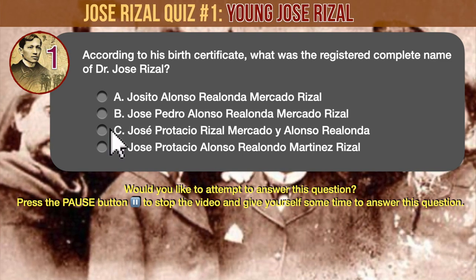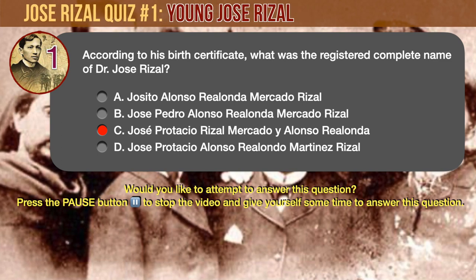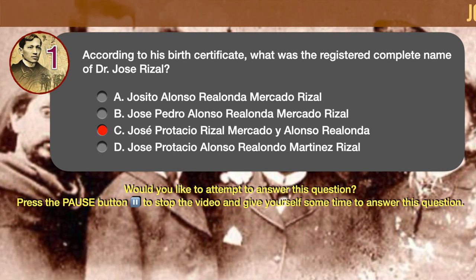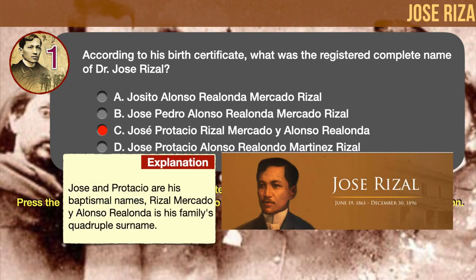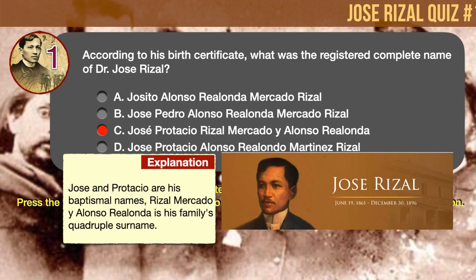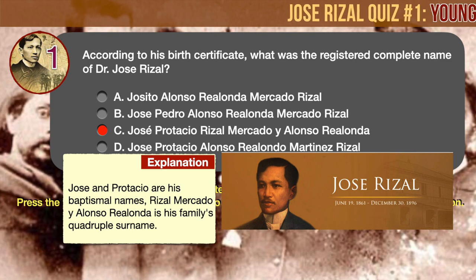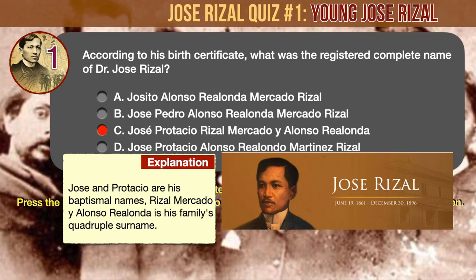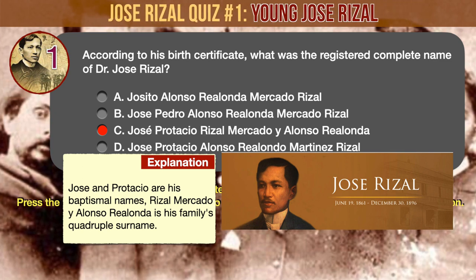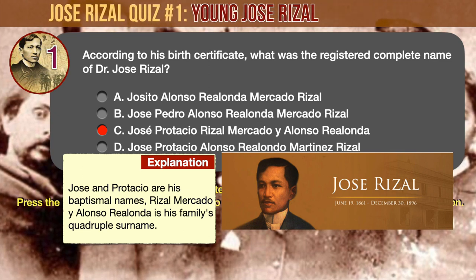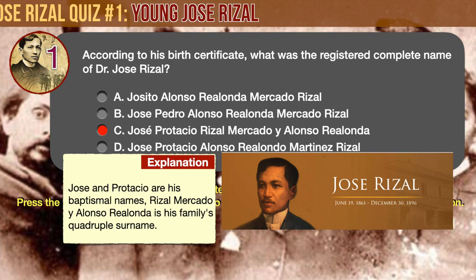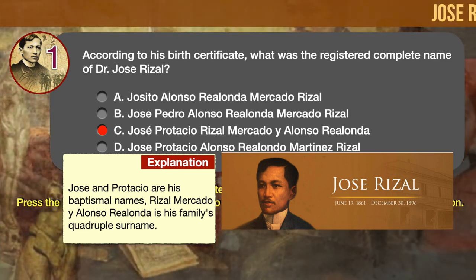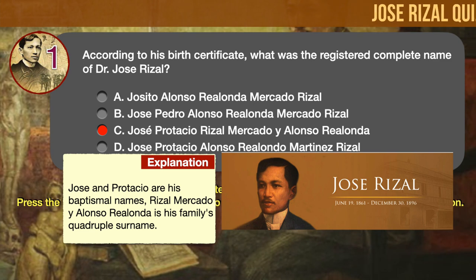The correct answer is C. Dr. Jose Rizal's complete name was Jose Protasio Rizal Mercado y Alonso Rayalonda. Jose and Protasio are his baptismal names. Rizal Mercado y Alonso Rayalonda is his family's quadruple surname. Many wonder why he used Rizal while his father was Francisco Mercado. He should have been Jose Mercado, right? So why did Rizal's surname become Rizal instead of Mercado? Hold on to this thought as this will be revealed later in this quiz.